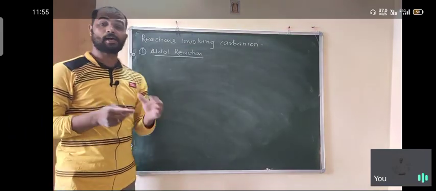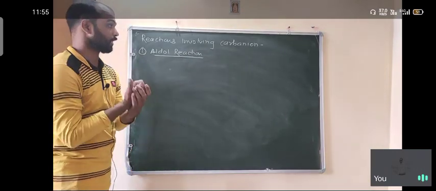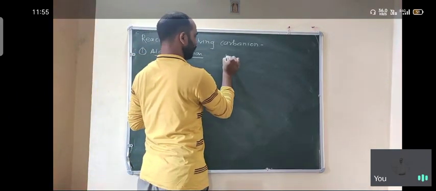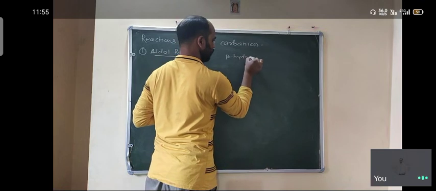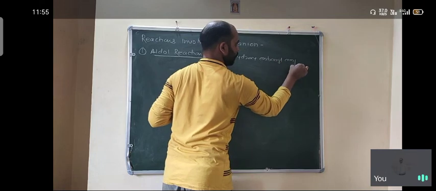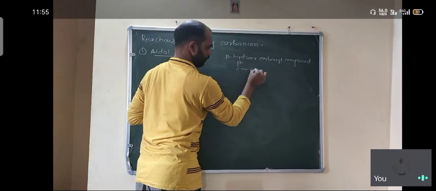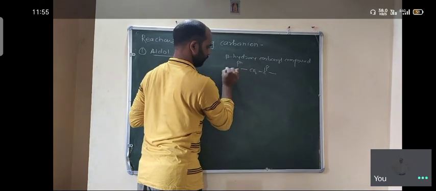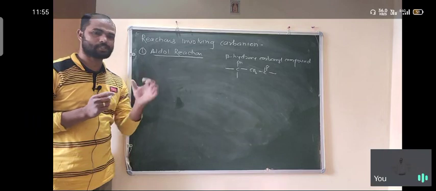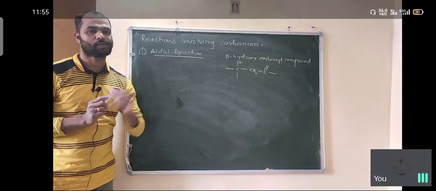First of all, what is the aldol or aldol condensation reaction? We're going to first discuss some conditions which are required in an aldol condensation reaction. Here aldol is nothing but a beta hydroxy carbonyl compound. So in the aldol condensation reaction, there is a condensation of two carbonyl compounds with each other and formation of a beta hydroxy compound as the product.